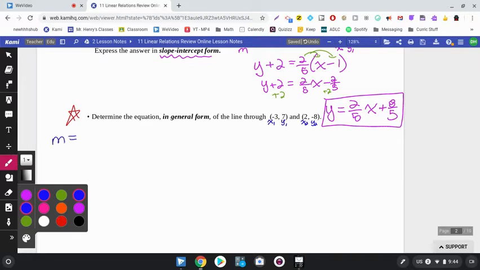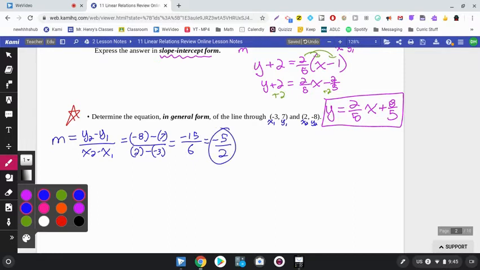So what I'm going to say is I know the slope formula, which again is on your formula sheet. You don't have to memorize. I've already labeled my point, so it's easier. y2 minus y1, -8 minus 7 over 2 minus -3. Okay. -8 minus 7 is -15. 2 minus -3 is 6. And there's my slope. I can reduce it. Both of those numbers are divisible by 3. And you get -5/2. Okay, so there's my slope.